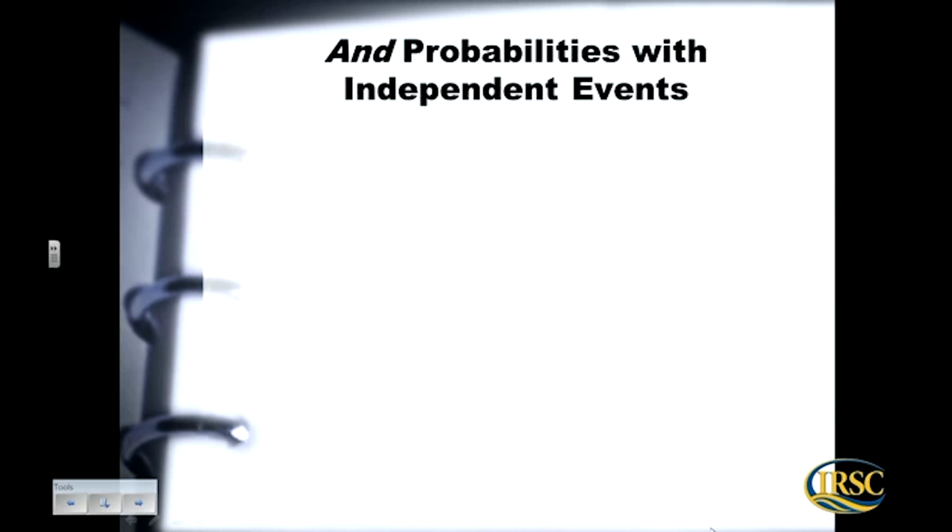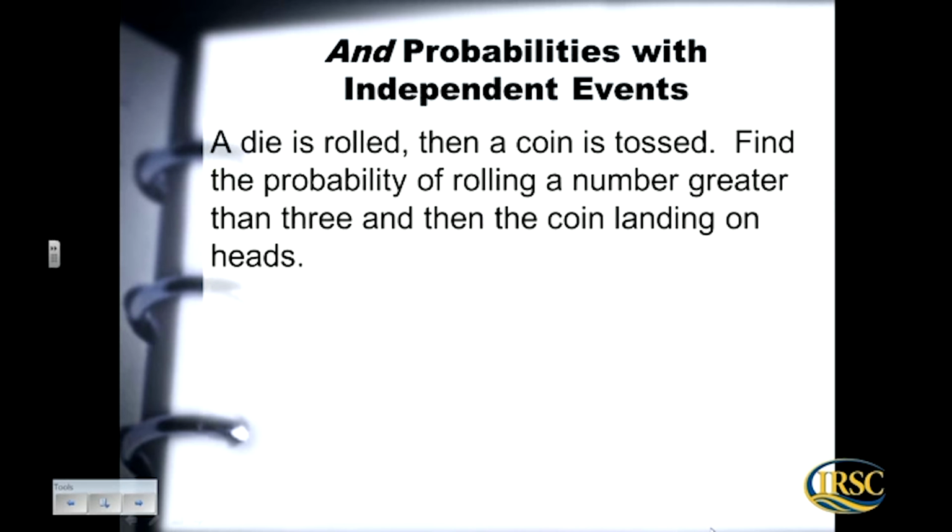All right, so a die is rolled, and then a coin is tossed. Find the probability of rolling a number greater than 3, and then the coin landing on heads. So these are independent events, because when you roll the die, that's not going to affect what happens when you toss the coin. Okay? Now, there's 2 ways we can do this.